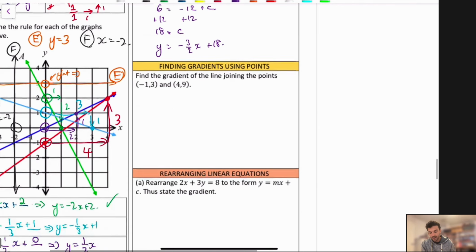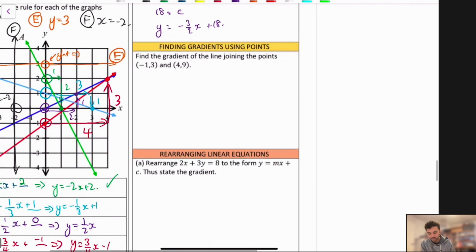Now we'll be looking at finding gradients using points. Now with this one here, it says find the gradient of the line joining these points. Now there's nothing wrong with just drawing the coordinates, okay? And this is the strategy I'd probably recommend just to start off. And then (4, 9). And then going, okay, I want to find the gradient between those 2 points.